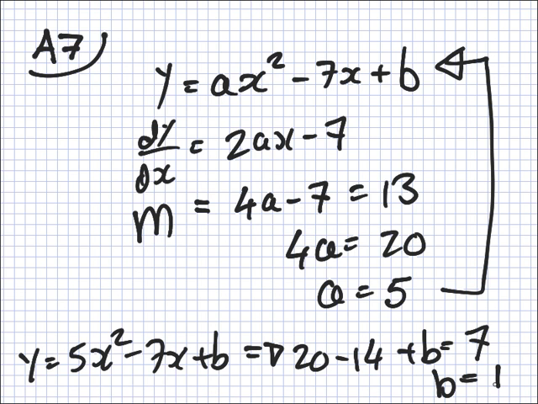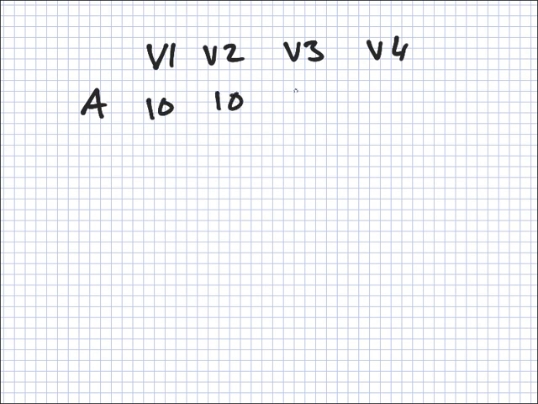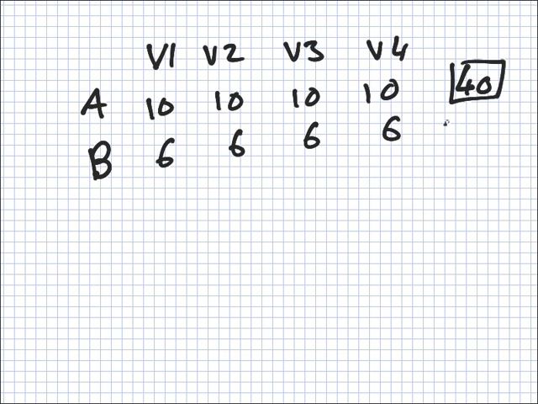There's something I want you to do as a homework here. You have here 4 versions of the exam. Version 1, version 2, version 3, version 4. How many section A questions do you have in each? 10. And how many section B questions? 6. So in total there's 40 short questions and 24 long questions.